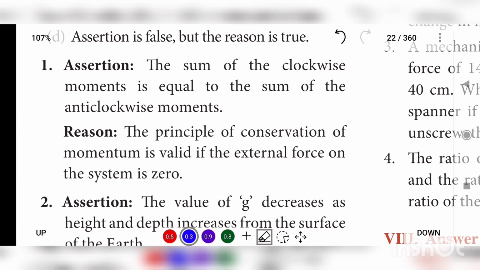Assertion and reason. First one, assertion: the sum of the clockwise moments is equal to the sum of the anti-clockwise moments. Reason: the principle of conservation of momentum is valid if the external force on the system is zero. So the assertion is true and the reason is also true, but the reason is not the correct explanation for the assertion. So option B.